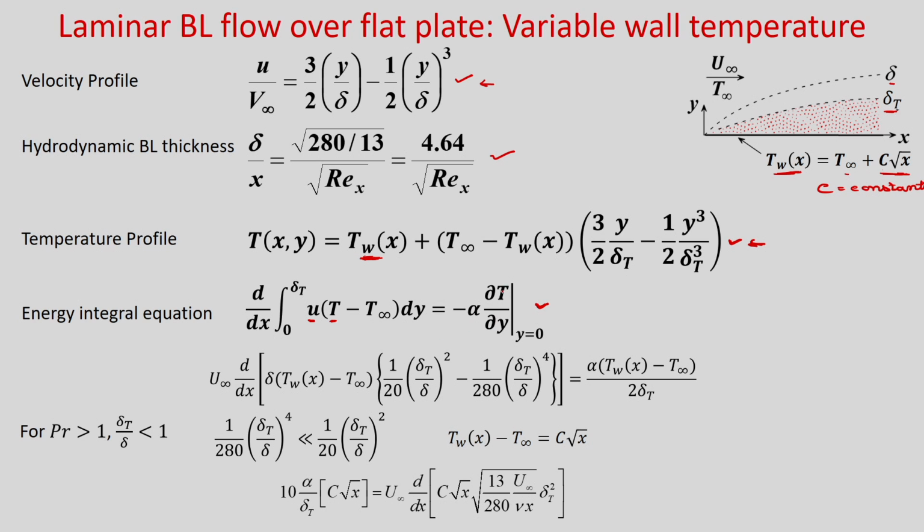on the right hand side you can see del T by del y. So, from here del T by del y you just find at y equal to 0. So, these terms will become 0. So, you will get alpha into Tw minus T infinity, okay, divided by 2 delta T.